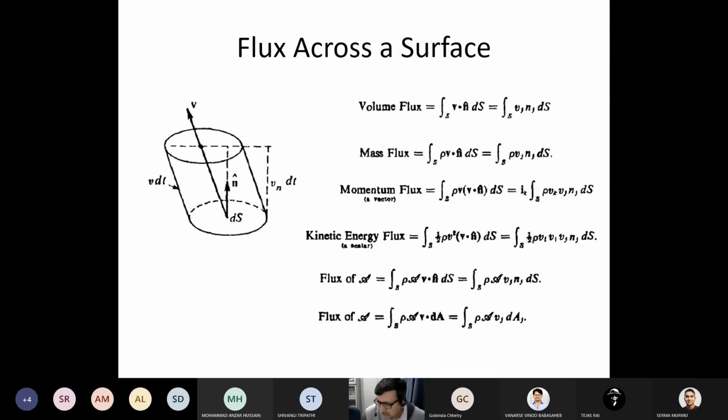So now, with all the basics and backgrounds we have discussed, you are more or less comfortable with this notation: V is the velocity, N is the normal. Suppose you have a surface ds, where N is the normal in this direction, which need not match with the direction of the velocity. But if you really want to calculate the flux, you have to write V dot N ds. Correct? This is the volumetric flux.